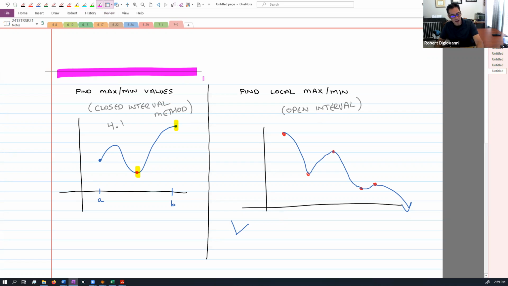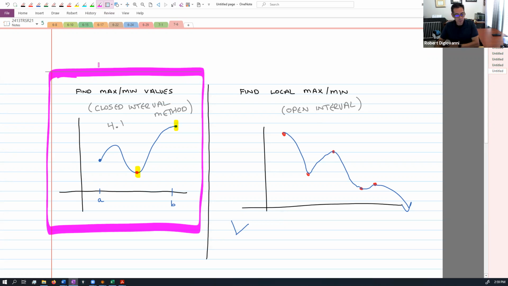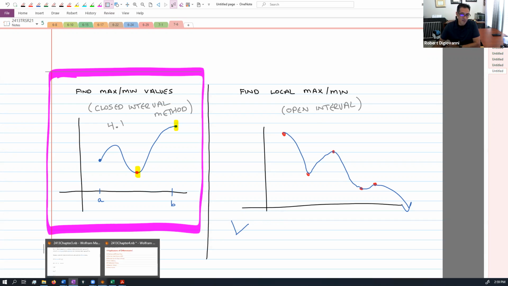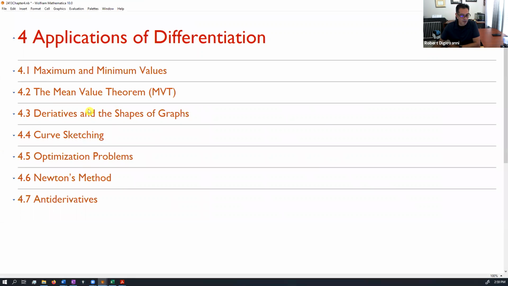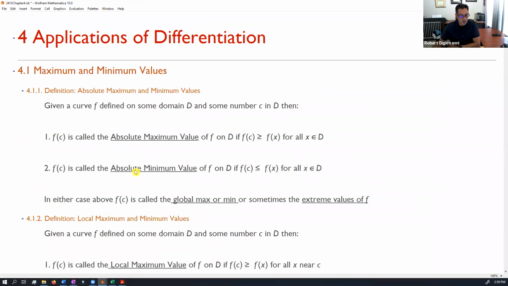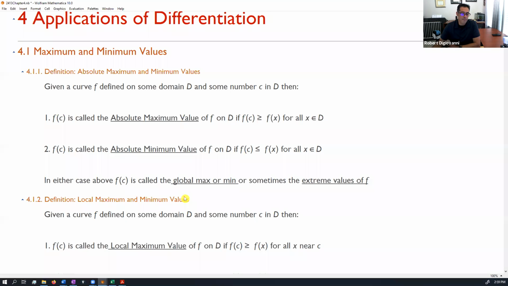Today, for the rest of class, is about this method. All right, that's what we're gonna do. So I'm gonna go through the notes pretty quick here because you have access to these notes. There's a lot of definitions. Don't be worried about trying to copy everything down because you can get to it. So here we go. Maximum minimum values is the name of this section.